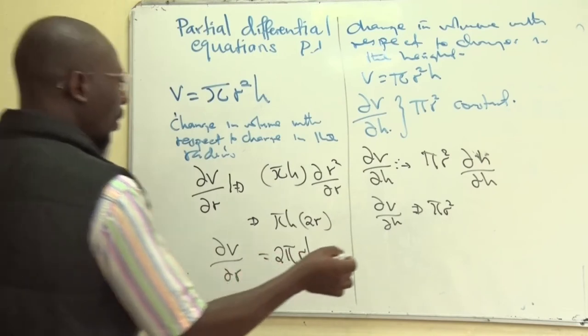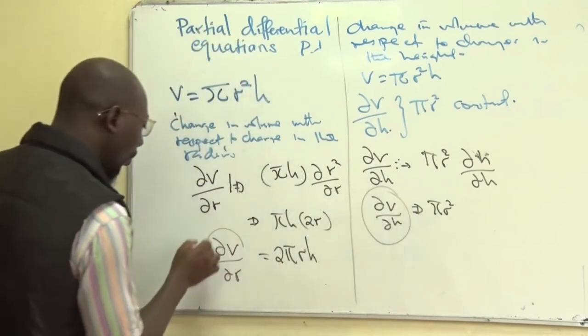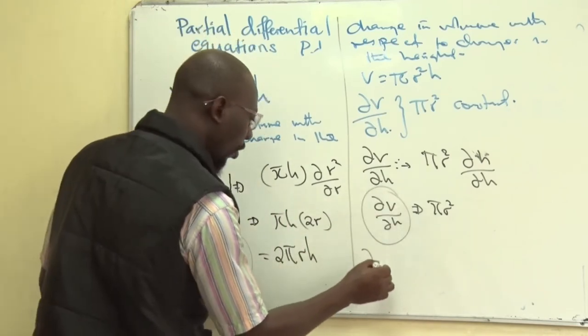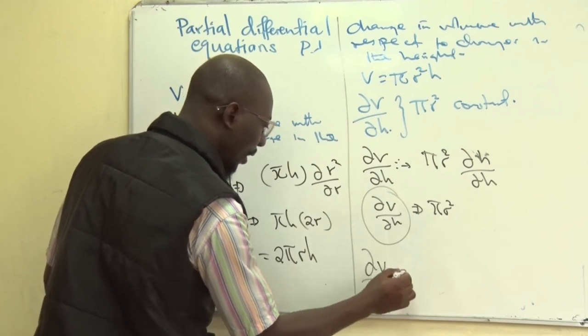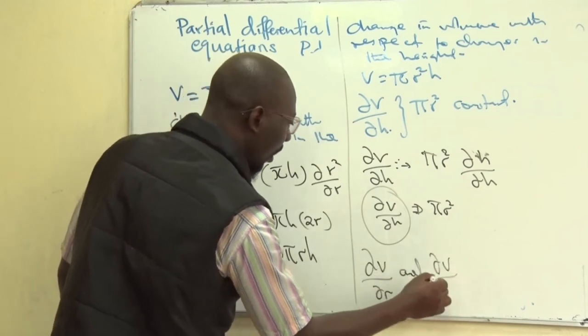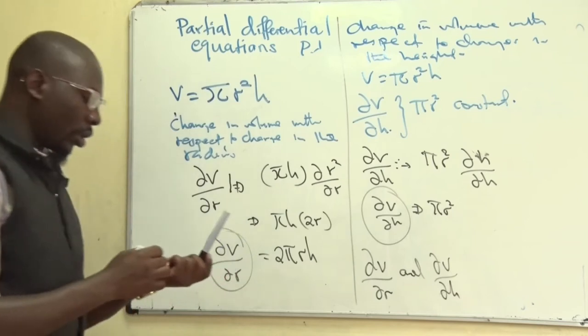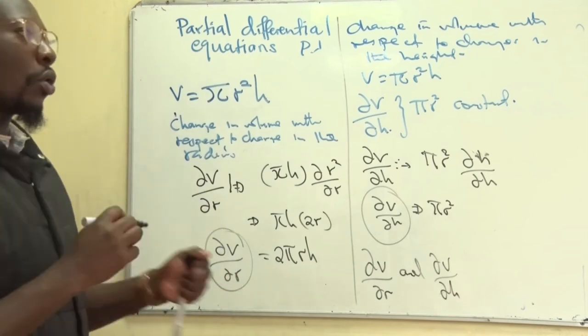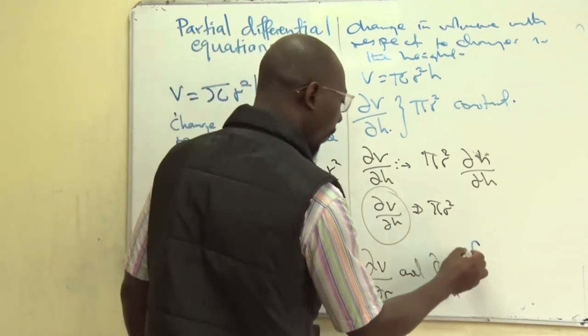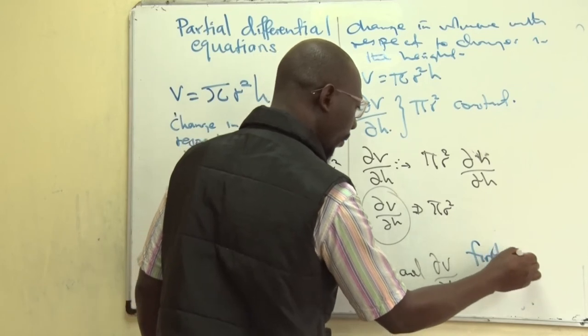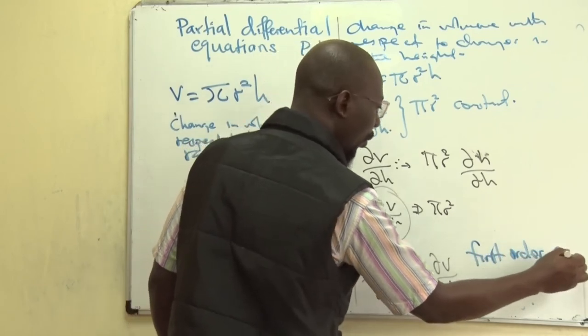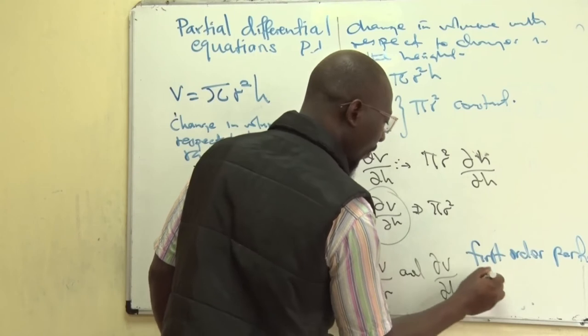So change in volume with respect to change in r and change in volume with respect to change in h are called first order partial derivatives.